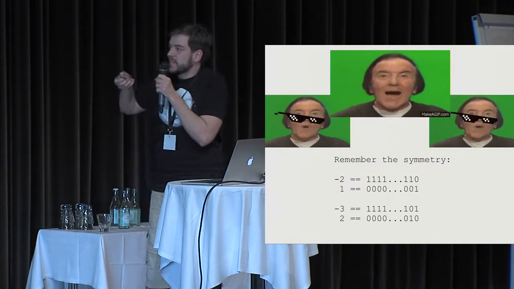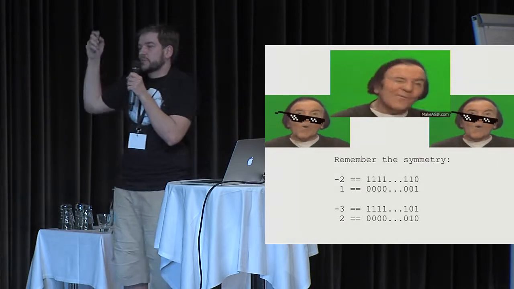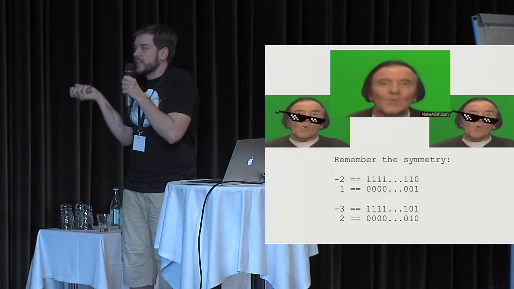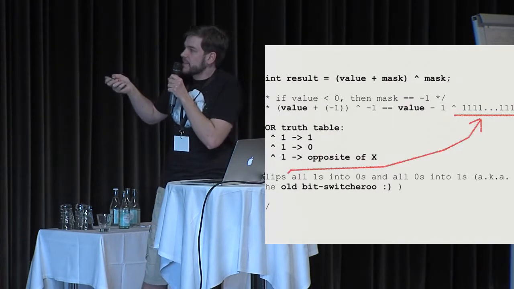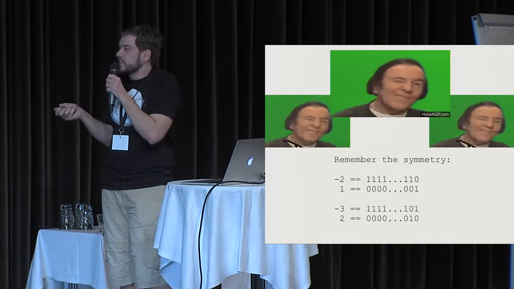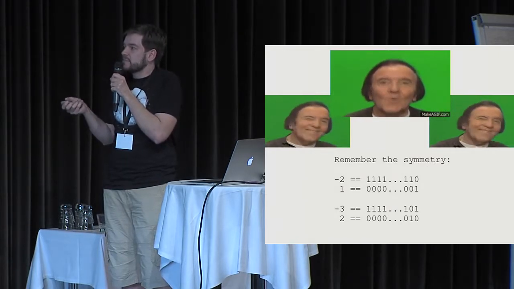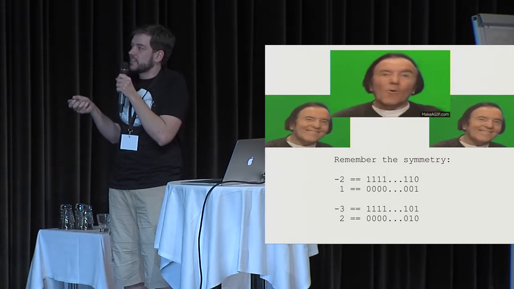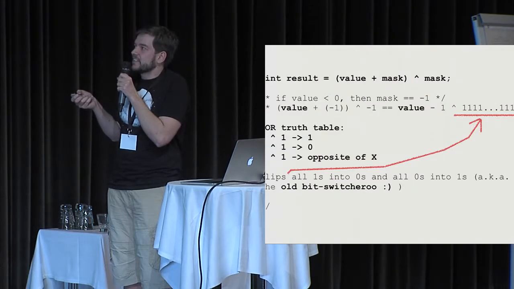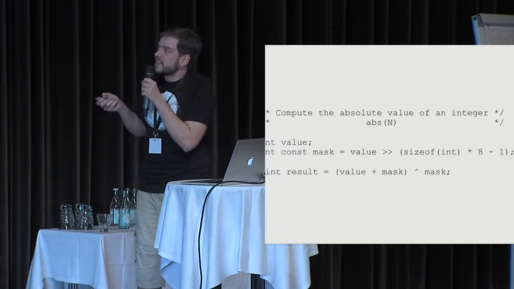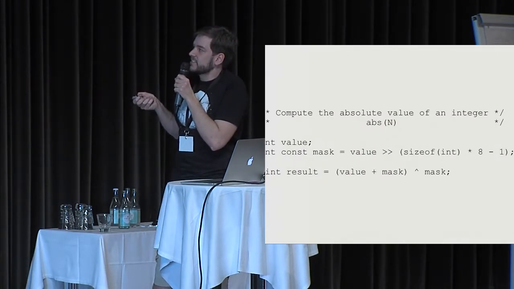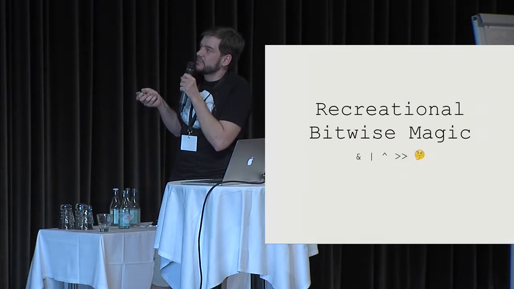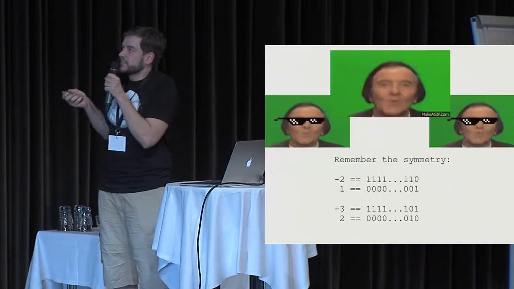But wait, we know that there is a symmetry here. So if we get -1, subtract 1 from -2 and subtract 1 from it, we'll get -3. And then if we flip, as we saw in the previous slide, we'll get 2. But 2 is actually the absolute value of -2 from where we started. So this is how that complex expression works. And yeah, please don't write code like this unless you want to have some recreational fun with it. So thank you very much.